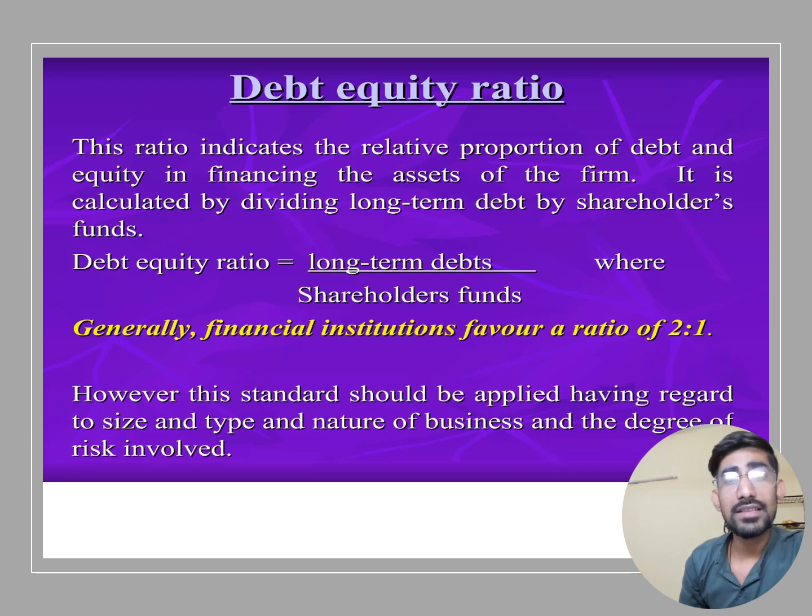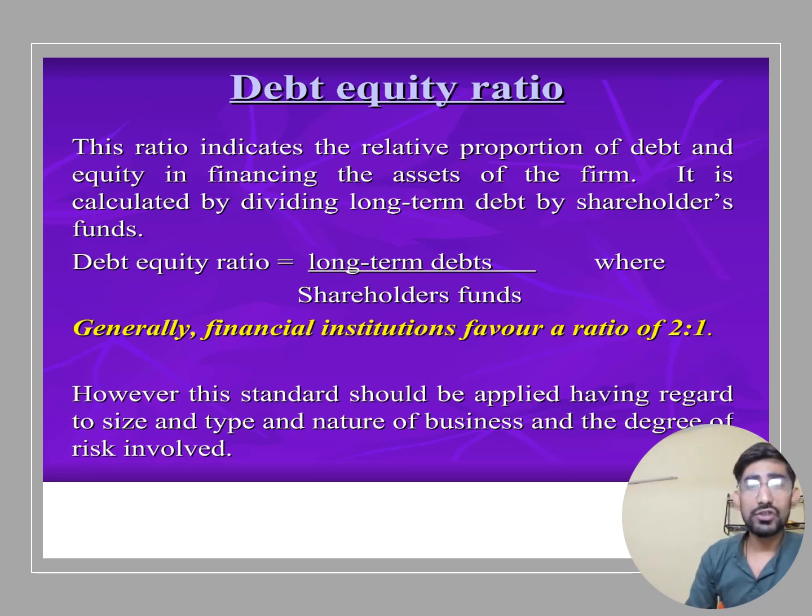This ratio indicates the relative proportion of debt and equity in financing the assets of a firm. It is calculated by dividing the long-term debt by the shareholders fund. So the debt equity ratio is equal to long-term debt divided by the shareholders fund. We will discuss what long-term debt is and what shareholders fund is, but let us first complete this slide. Generally, financial institutions favor the ratio of 2:1. That means the benchmark for the debt equity ratio is 2:1.